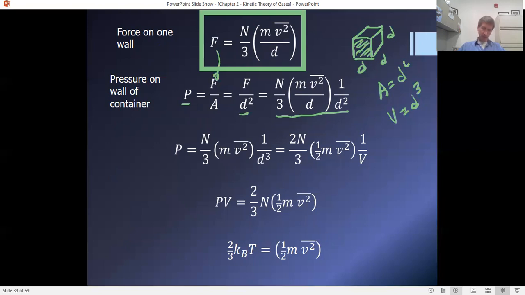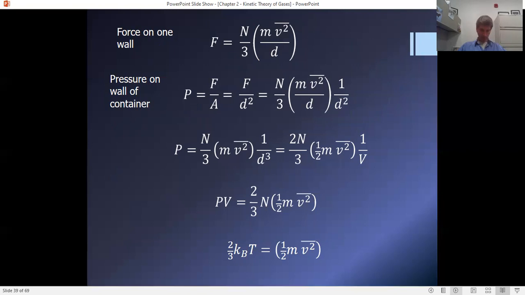But notice I can put this d, that's from my force equation, together with the d squared for the area. Putting it all together, this d and this d are going to become v, because d cubed becomes v. My expression becomes this. 2N over 3, I'm going to pull the 1/2 out here. That's where the 2 came from. 2 times 1/2 is 1, so I can do that.